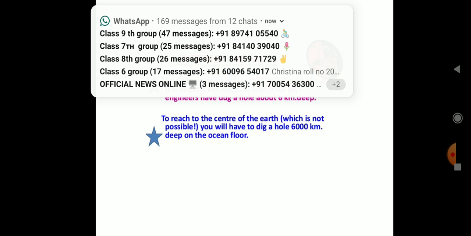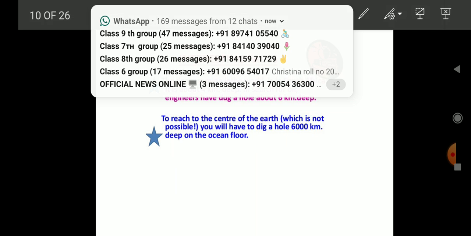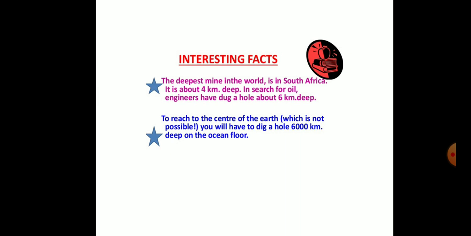Next, here I have some interesting facts. The deepest mine in the world in South Africa is about 4 kilometers deep. In search of oil, engineers have dug a hole about 6 kilometers deep. Beyond that, we cannot enter towards the center. As I said, temperature and pressure both increase as we go further towards the center. So here we find evidence that temperature and pressure both increase with the increase of depth. So to reach the center of the Earth is impossible.